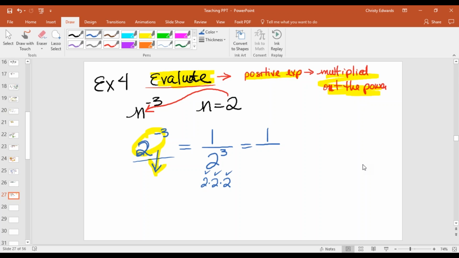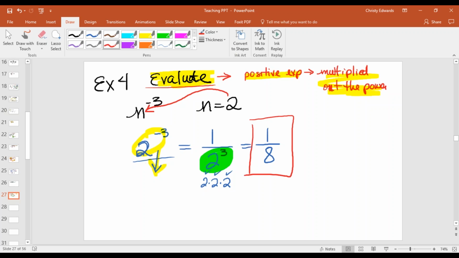Remember, 3 times you multiply the 2. Don't let that last thing fool you. Think about what an exponent means. It doesn't mean 2 times 3. It doesn't mean 2 plus 3. It means 2 times 2 times 2, 3 times itself. This is your final answer.